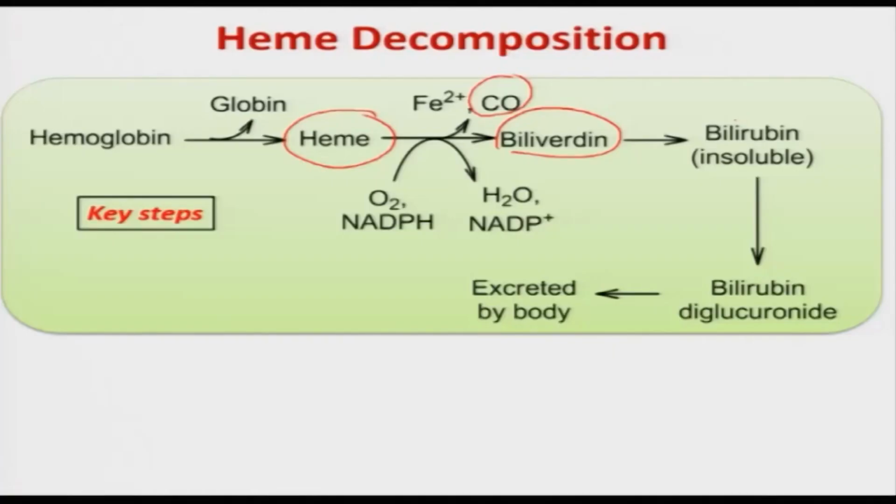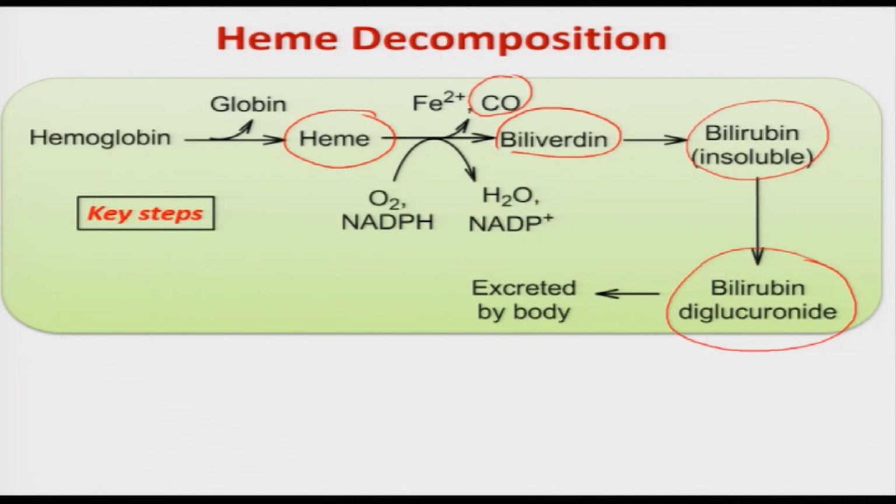Although it is at a very small concentration, this carbon monoxide is very important, and it has been said that it is probably responsible for signal transfer in our body. Now, biliverdin is converted to bilirubin, which is yellow in color and insoluble. It has to be solubilized before it can be excreted from our body, and for that it conjugates with glucuronic acid and forms a water soluble molecule, bilirubin diglucuronide, and thereby it is excreted from the body through urine.